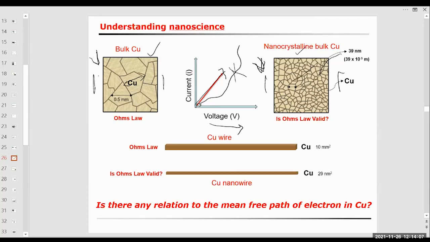Why is it not valid? Is it against the science? No, it is not against the science. It is because there is a change in the dimensions of the grains, and the grain boundaries have changed. The grain size has decreased considerably, therefore the number of grain boundaries has increased, and the grain boundaries are the places which dictate the flow of electrons inside the material.